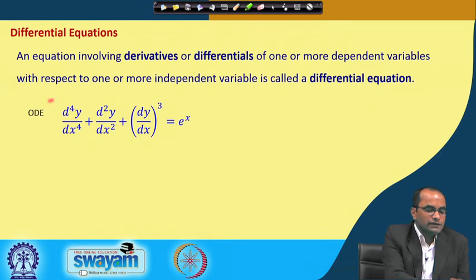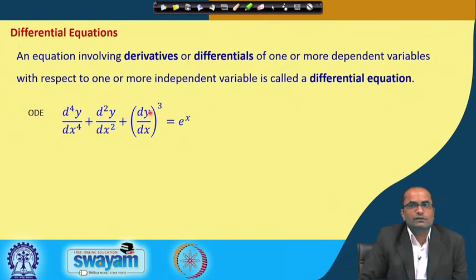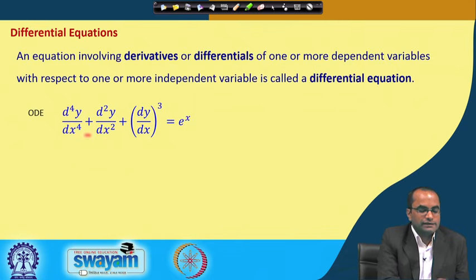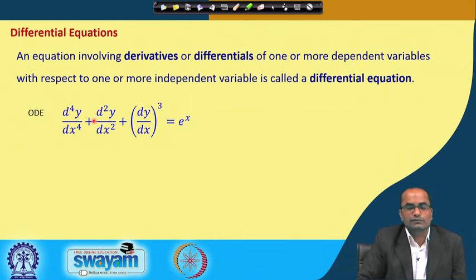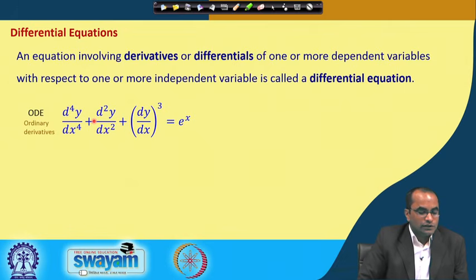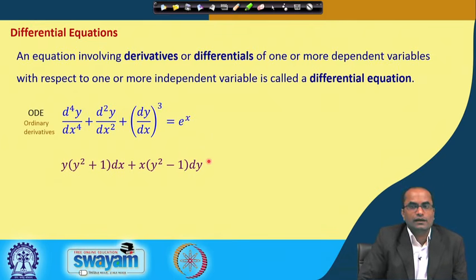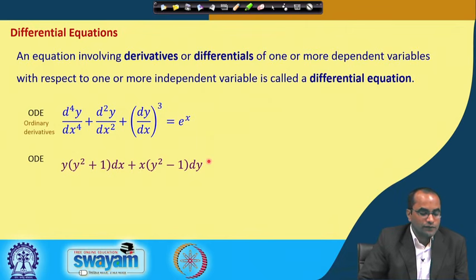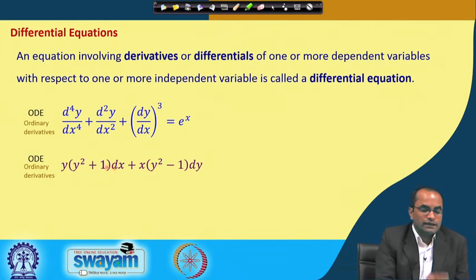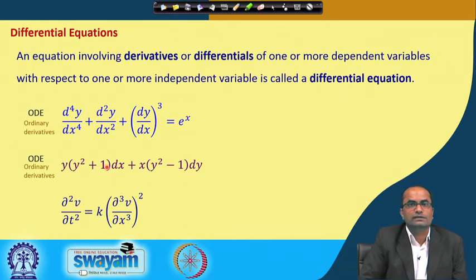And this is an ordinary differential equation because these derivatives are ordinary, meaning we have only one independent variable, x. In this case, y is a dependent variable on x. So, we have the ordinary derivatives here. The second equation is also an ordinary differential equation. We have these differential terms here, dy/dx, and this also has ordinary derivatives only. So, only one dependent variable, that is y, and one independent variable, that is x.